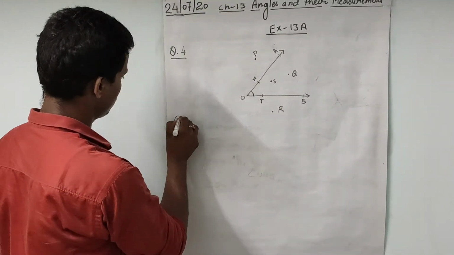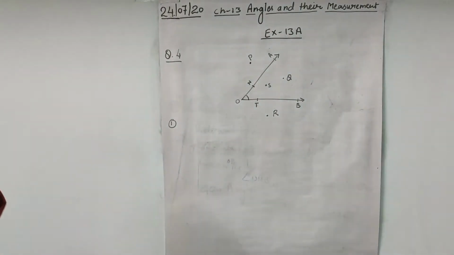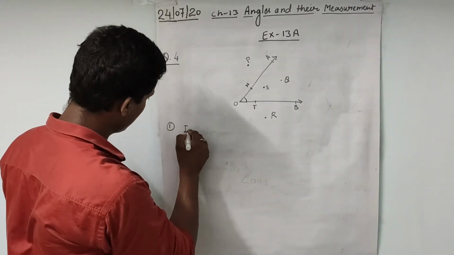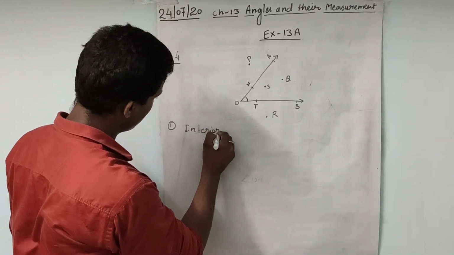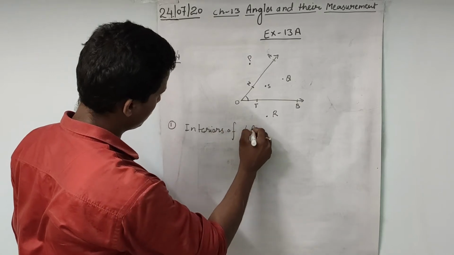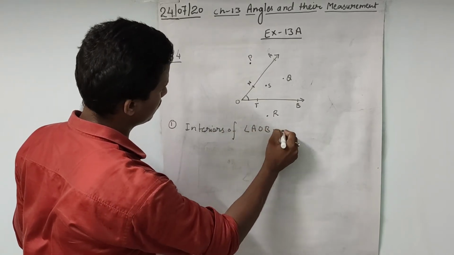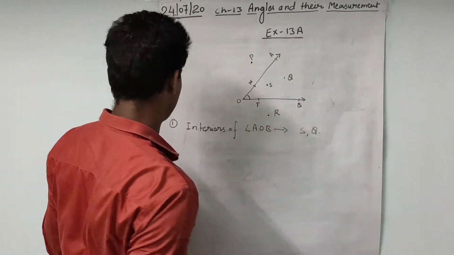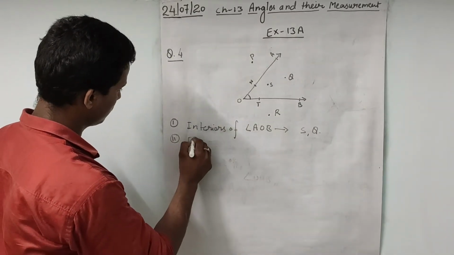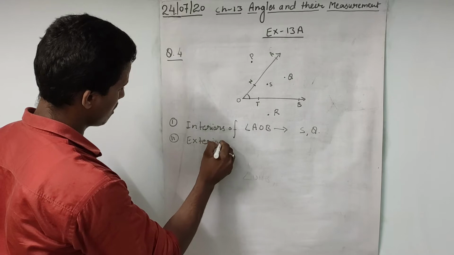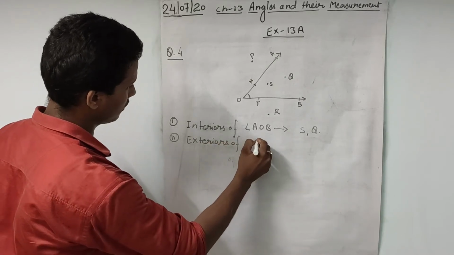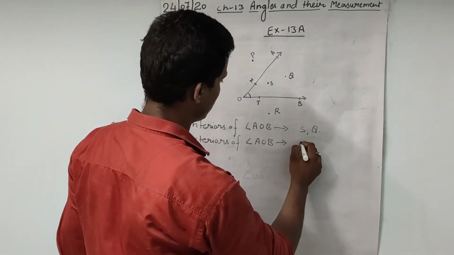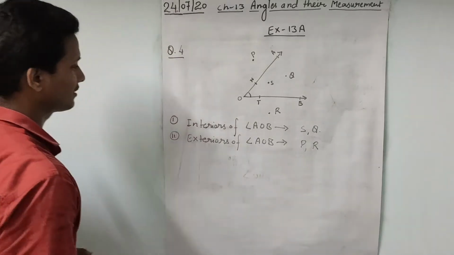For the first question we need to identify the interior of angle AOB. Interior means S and Q are the interior points. The second one is the exterior of angle AOB, that is P and R. P and R are the exteriors.